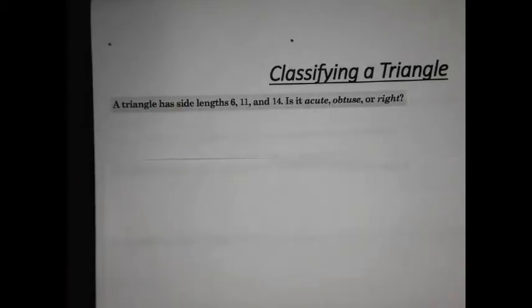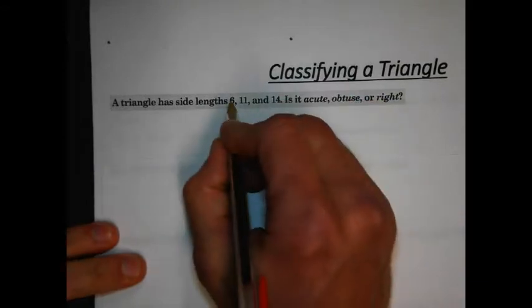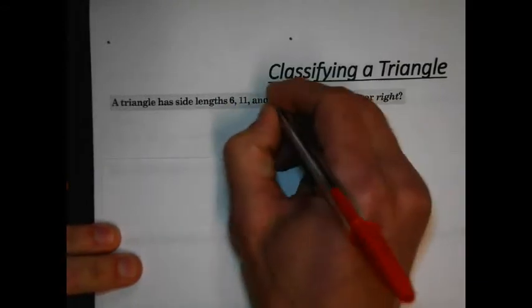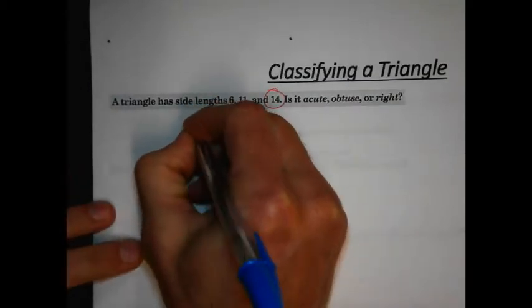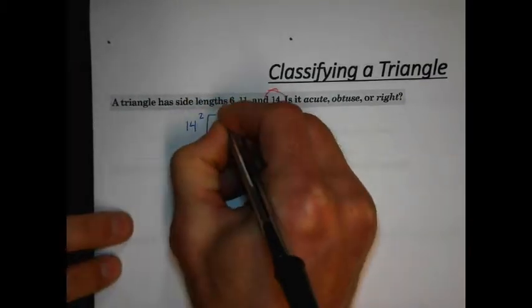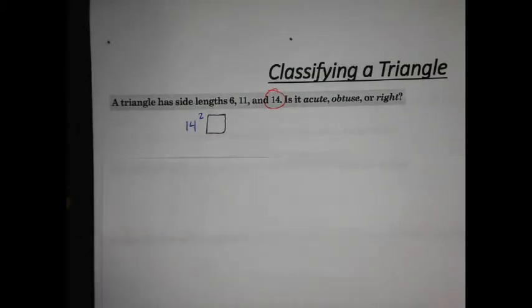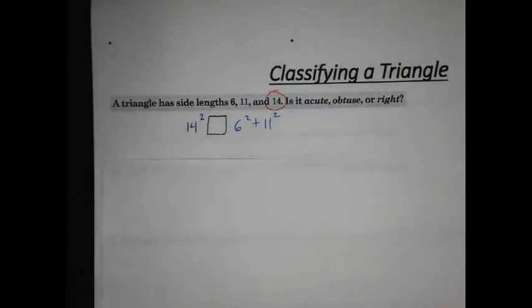Now here are a few examples, but we'll start with just one at a time. A triangle has side lengths 6, 11, and 14. Is it acute, obtuse, or right? Now how are we going to test it? We have to look for the longest side. Of 6, 11, and 14, I hope you know 14 is the longest side. So what are we going to do? We're going to test 14 squared and compare it to 6 squared plus 11 squared. Okay, so that's the setup. Is it going to be equal to, bigger than, or smaller than?